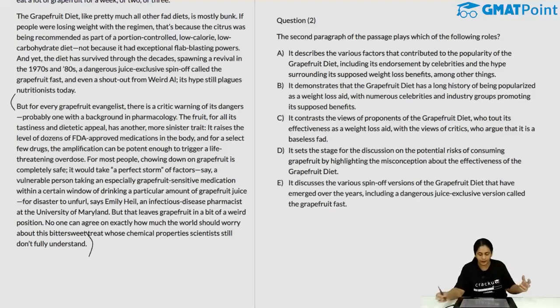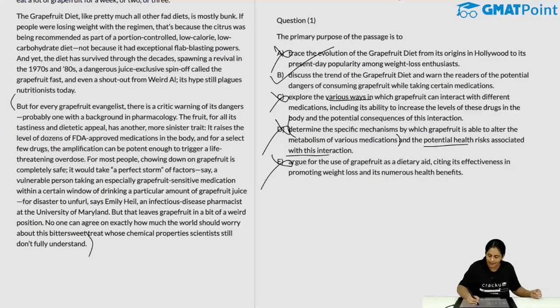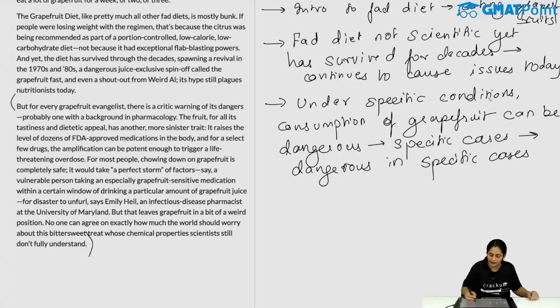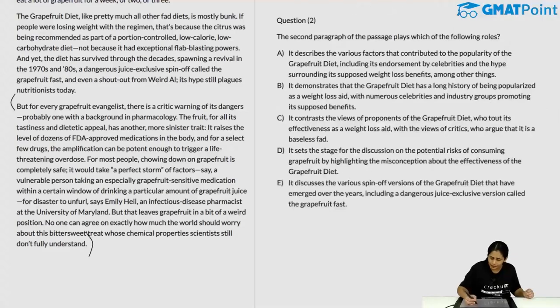Not the main point. We know that the main point is that it tells you what the diet is, it is not scientific, but it has survived and it continues to cause issues today. So that is the point. But we are not asked for the main point of the passage. We are asked for the role played by it. So the role can be introducing a topic, furthering a discussion, setting the context, providing an argument for, providing an argument against. The role of the paragraph in the passage is basically how it serves the overall point of the passage as such.